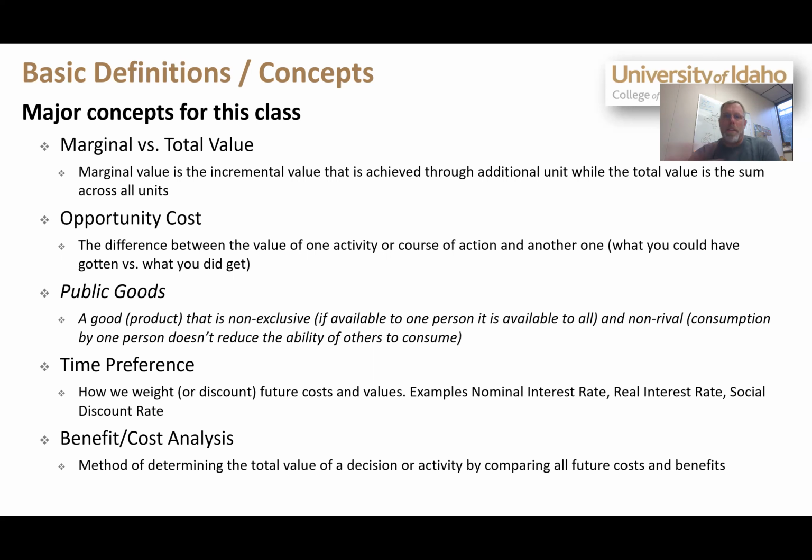Okay, public goods, I have it in italics here because we're going to slide on that until a couple of weeks from now. And then time preference, we spent lots of time on time preference. So we looked at discounting, discounted cash flow, net present value. We looked at nominal versus real in terms of interest rates and prices. And we'll get to a social discount rate here shortly, but not necessarily on this quiz. Benefit cost analysis. So, right, that's looking at all these future costs and benefits and the discounting that we're doing.